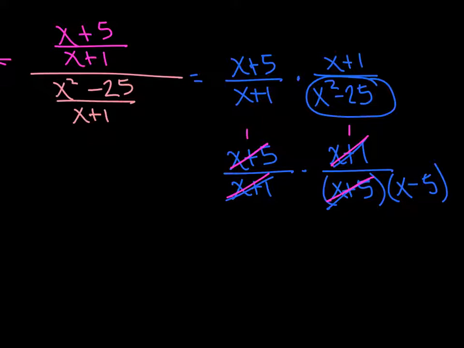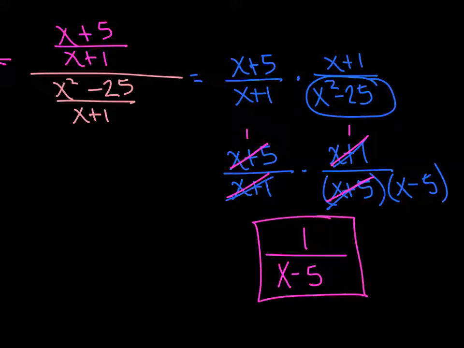So now when I go to multiply, I'm going to do a 1 times a 1 to get a numerator of 1, and then the denominator would just be x minus 5. The key is the x minus 5 has to be in the denominator. We can't let it linger in the numerator, and that's my final answer.